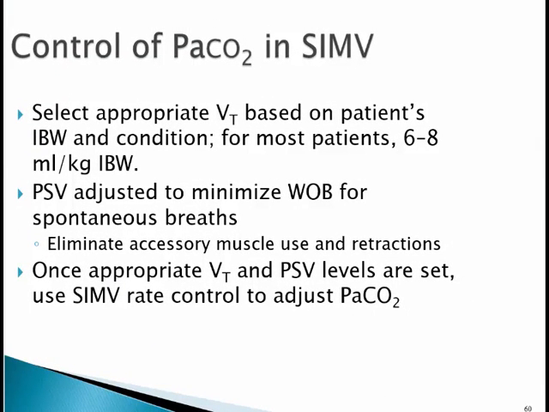Sometimes it's a little trickier in SIMV to control the CO2 simply because the patient is able to breathe spontaneously. But what you do here is you set an appropriate tidal volume for the patient, in most cases 6 to 8 milliliters per kilogram. Then you adjust the pressure support to minimize the work of breathing for the spontaneous breaths. In other words, you eliminate accessory muscle use or retractions or any other effort that's involved. And once the appropriate tidal volume and pressure support level are set, use the SIMV rate control to adjust the PaCO2.